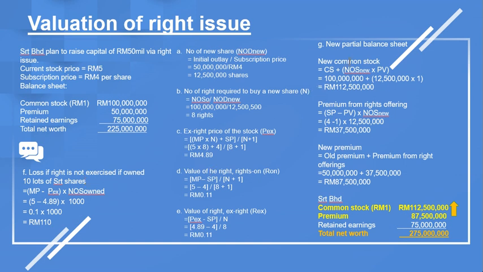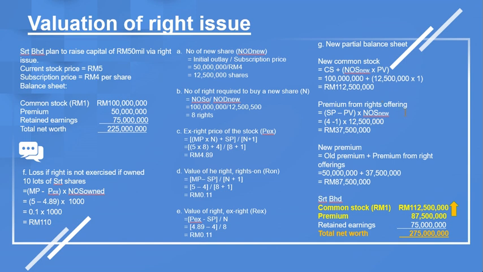And we'll proceed with the calculation of the new partial balance sheet. New common stock is determined by taking the existing common stock plus the number of new shares multiplied by par value. And solving this formula, you will see that the new common stock is equivalent to 112,500,000.